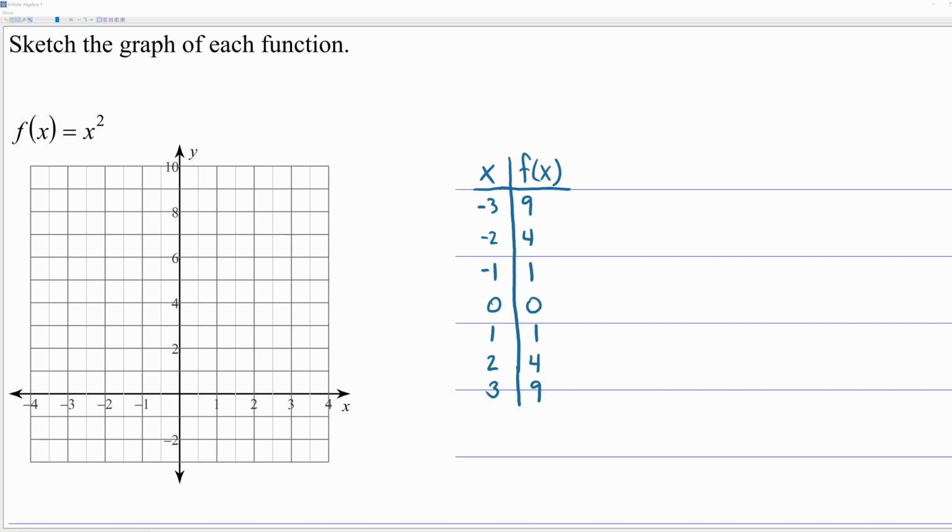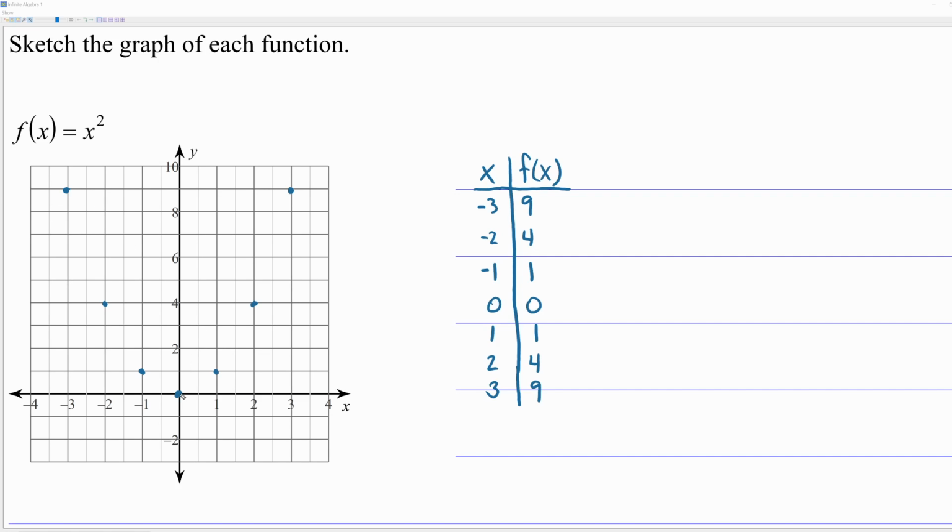If you plot all of these points, I'm going to start in the middle at 0, 0. As we'll see in a minute, that point is special. So there's 0, 0. Then we have 1, 1. We have 2, 4. We have 3, 9. And we have very similar points to the left. So negative 1, 1, negative 2, 4, and negative 3, 9.